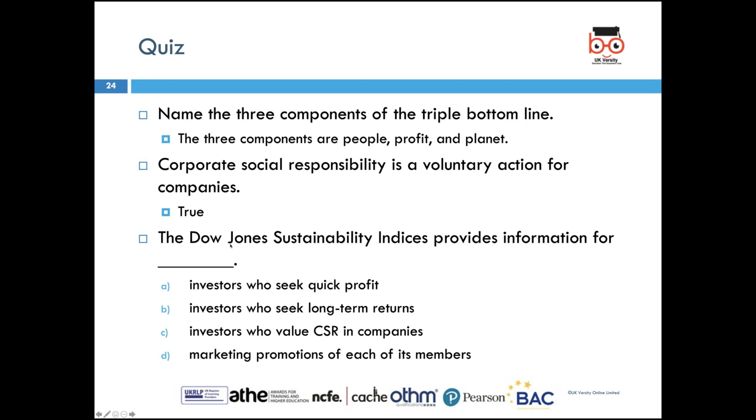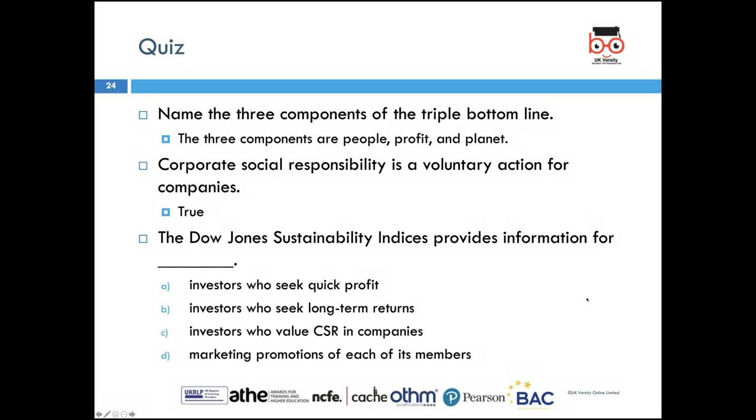What does this provide information on? Does it provide information on investors who seek quick profits, investors who seek long-term returns, investors who see value in CSR within companies, or marketing promotions for each of their members? Which option is correct? So sustainability index relates to what?